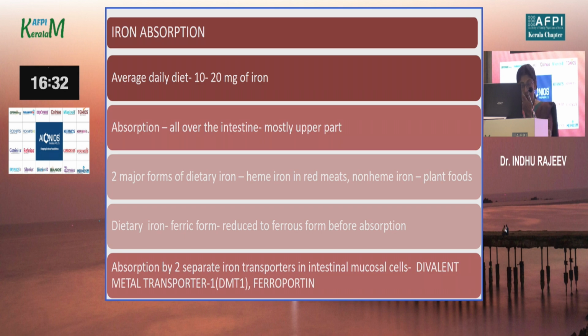And iron absorption: the daily diet contains around 10 to 20 milligrams of iron, and absorption is from the most upper part of the intestine, the duodenum and the jejunum. The two major forms of dietary iron are heme in red meats and non-heme iron in plant foods, and all the dietary iron is in the ferric form. It has to be reduced to the ferrous form before absorption. Absorption is by two separate iron transporters in the intestinal mucosa: the divalent metal transporter, DMT1, and ferroportin.